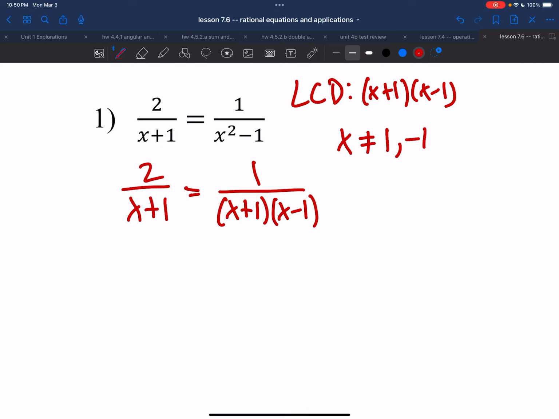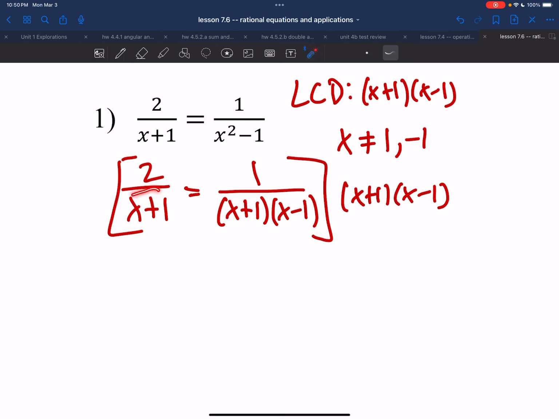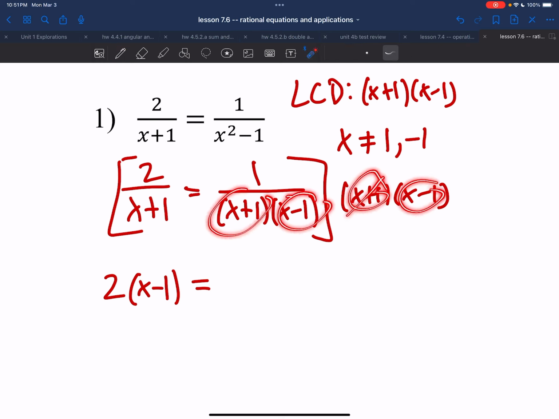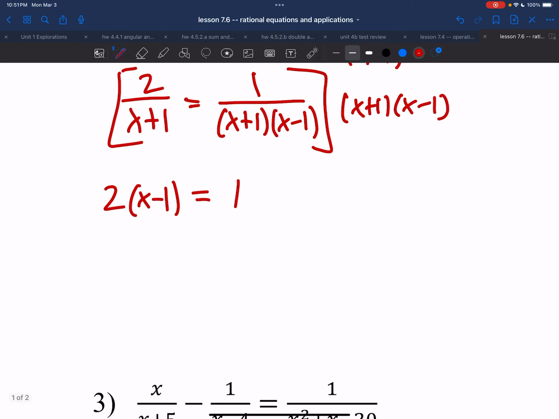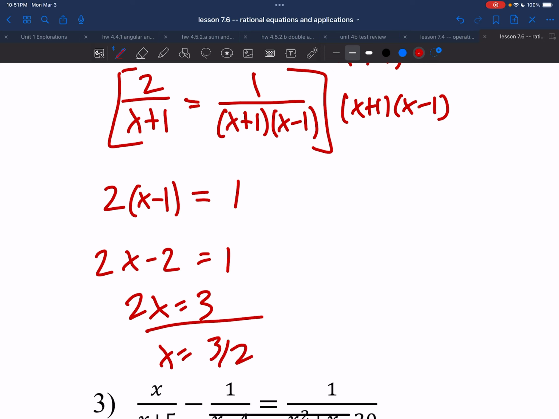Okay, now I'm just going to multiply by the LCD. So take this guy and multiply by x plus 1, x minus 1, right? The thing is this x plus 1 will cancel with this x plus 1, but you're still left with x minus 1. So the numerator is going to be 2 times x minus 1. And this equals, well, on the other side, both terms of the denominator cancel. And so you're just left with what's in the top, 1. Oh my gosh, what an easy equation. 2x minus 2 is 1. That means 2x is 3. That means x is 3/2.